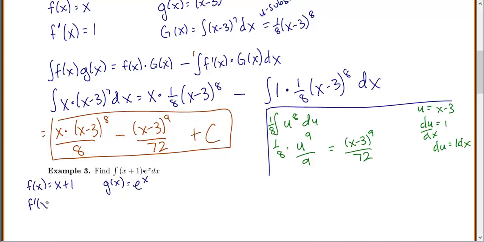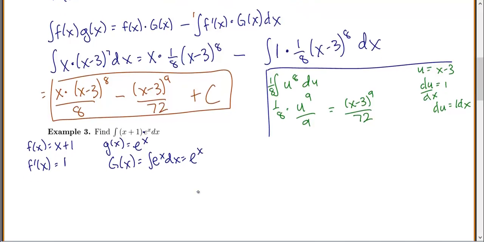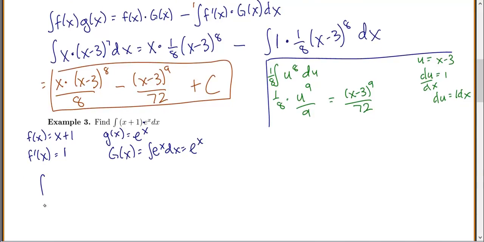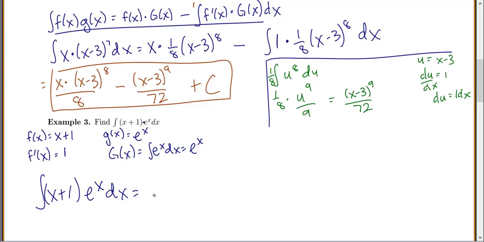So to take the derivative, we get f prime of x, which is 1. In capital G of x, we take the integral of little g of x, which is e to the x. So now, let's take this integral. I'm not going to write the formula again because it's written up above. Let's just follow it up here. So f of x times capital G of x. So f of x is x plus 1 times capital G of x minus the integral, now do f prime of x, which is 1, times capital G of x, which is e to the x dx.